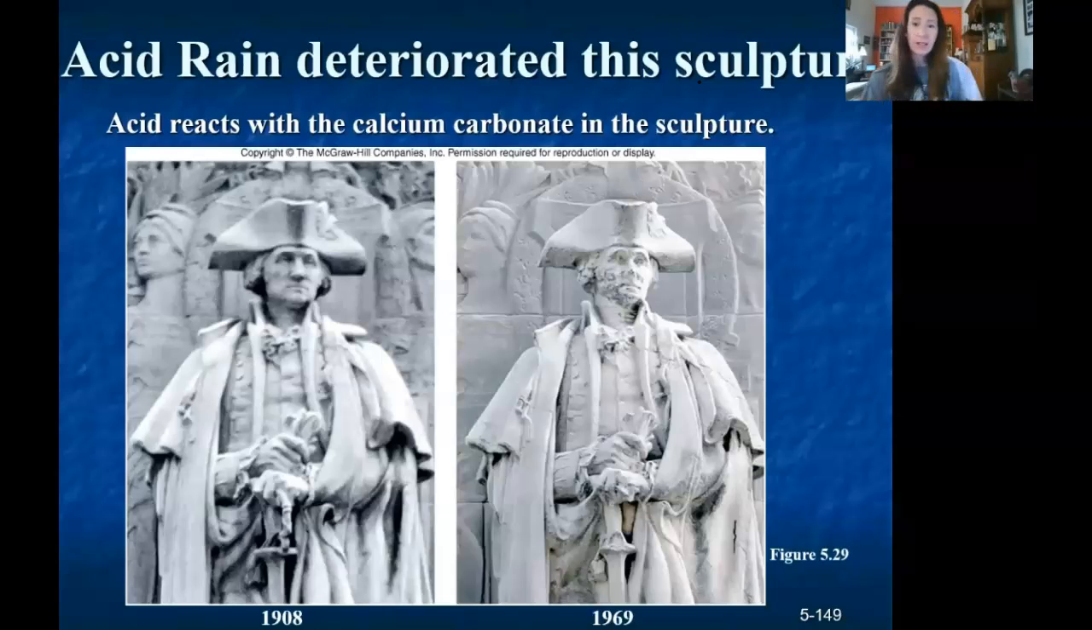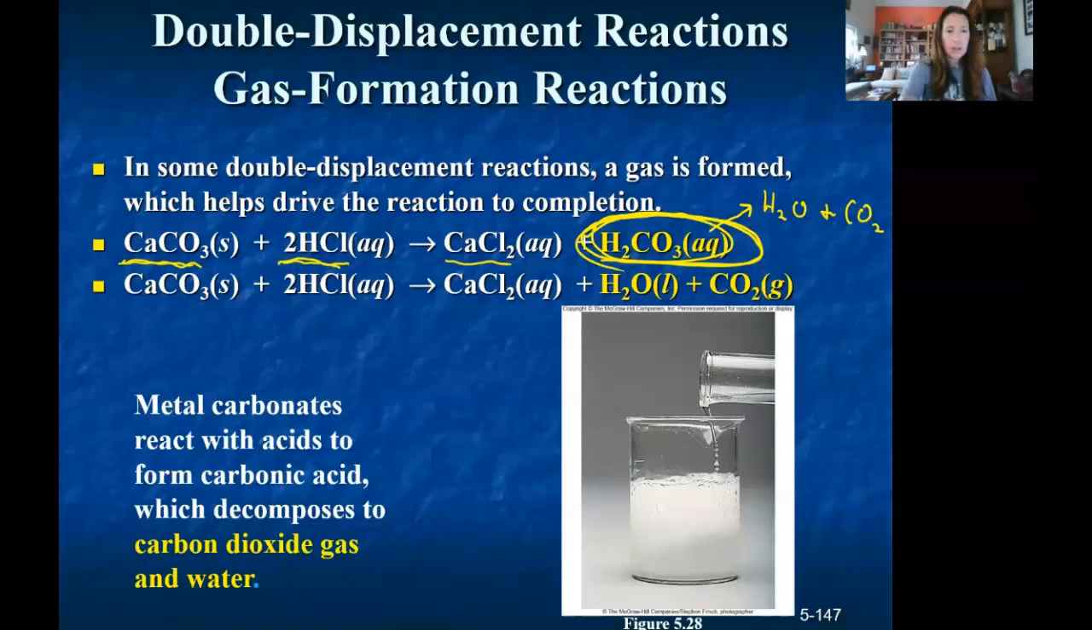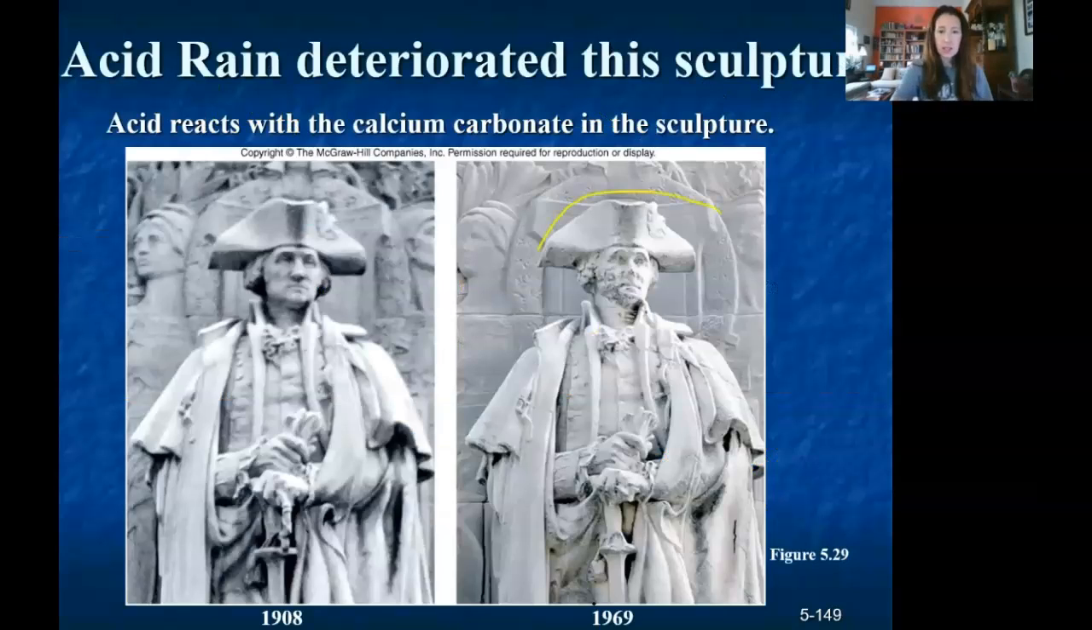Now this is calcium carbonate, so like marble. We also have calcium carbonate in our teeth, and this is what happened when acid rain hit statues, because the statues are made of calcium carbonate. And just to remind you, the acid that hits it isn't hydrochloric, it's actually sulfuric acid. But metal carbonates react with the acid to form carbonic acid, which decomposes into carbon dioxide and water. Here is our statue decomposing and literally disappears.